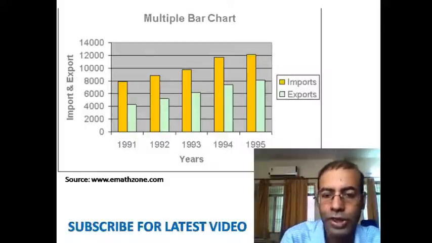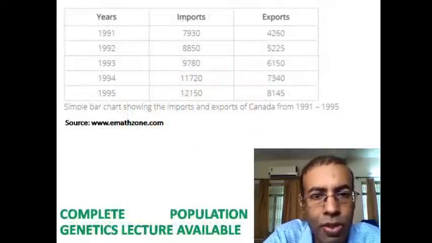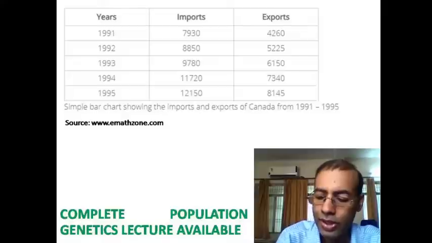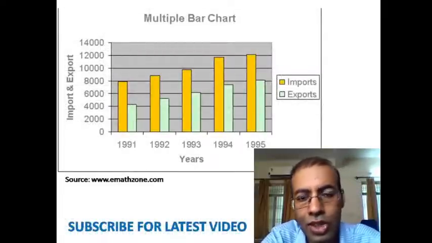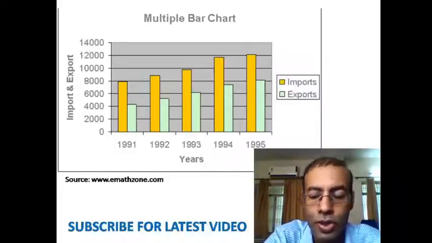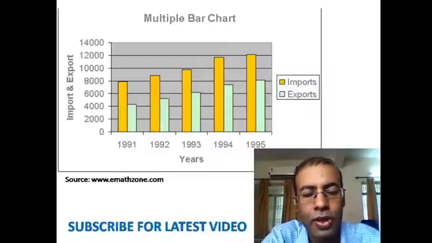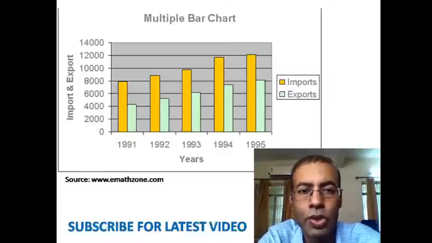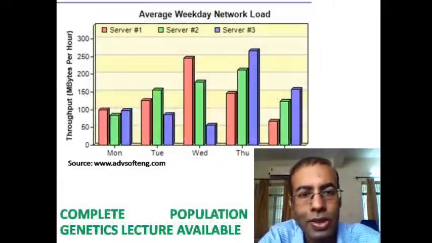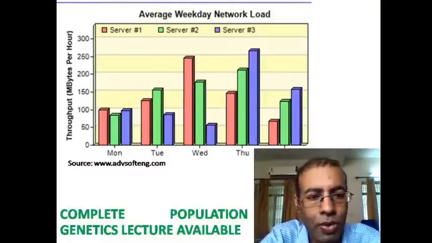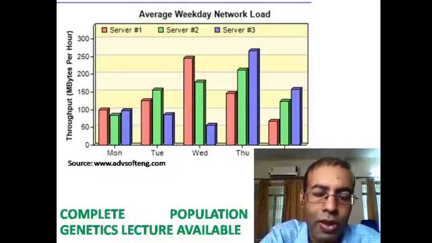So by seeing this diagram we can say something about the value of import and export, but when we see the table it's very difficult to say anything. When we see this chart, we can make some conclusion at once, in a second. So this is the benefit of showing your information using a chart or diagram. This is another multiple bar diagram where we are using three bars at one time.